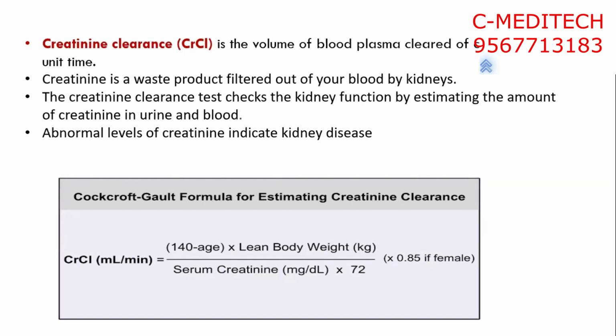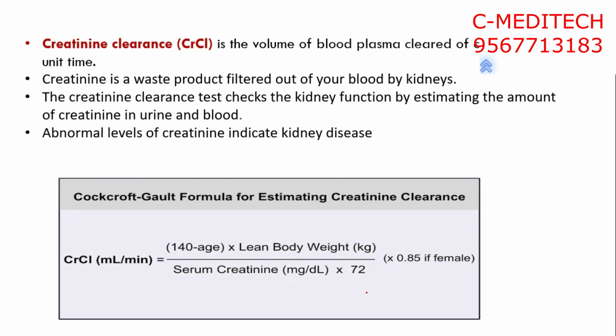So we have the creatinine clearance formula of Cockcroft-Gault. That is, creatinine clearance is equal to (140 minus age) into body weight in kilogram, divided by serum creatinine, that is milligram per dL, dL means 100 ml or deciliter, multiplied by 72.